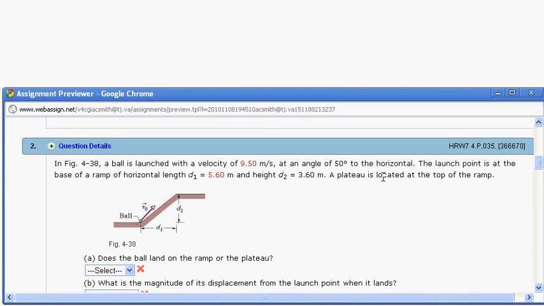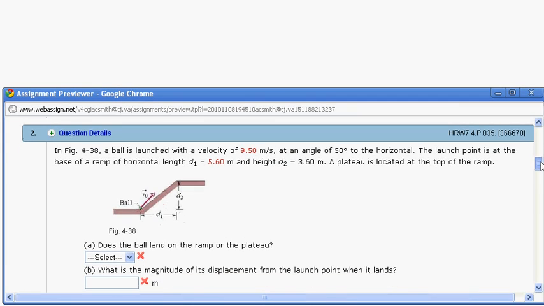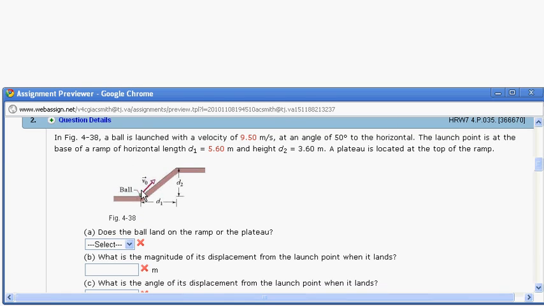All right, next we have problem 2 here. Ugly, ugly, ugly. So this figure, we got a ball launched with some velocity at some angle, and then it goes up this ramp, which has a certain distance and a certain height, and we have to figure out whether it lands on the ramp or on the plateau. There's no real easy way, well, not without a little computation, to tell whether it lands on the ramp or on the plateau. You can sort of take a guess.